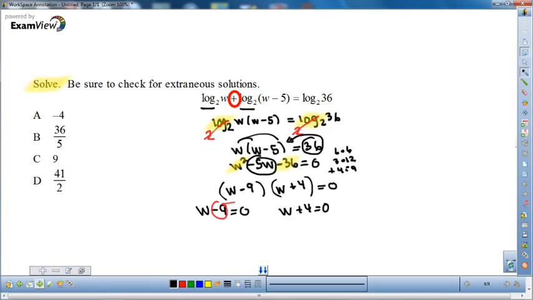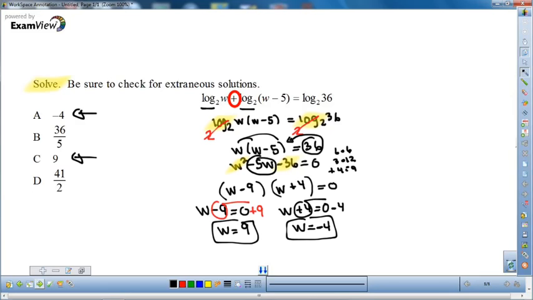So I'm going to move the 9, and I get w equals 9. Then I'm going to move the 4, and I get w equals negative 4. So I get two answers, which can both be the answers, but I need to check for extraneous solutions. I need to make sure that they both work.